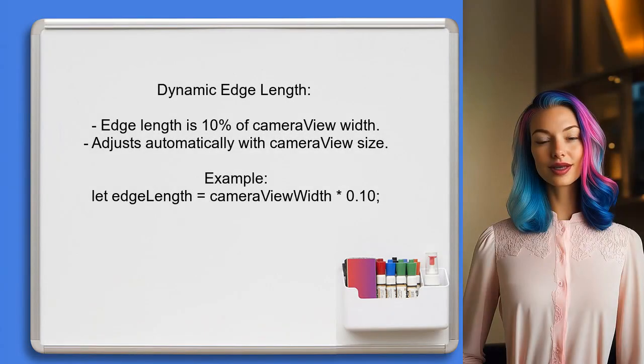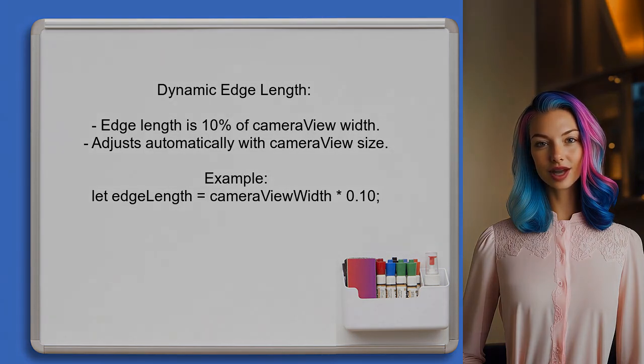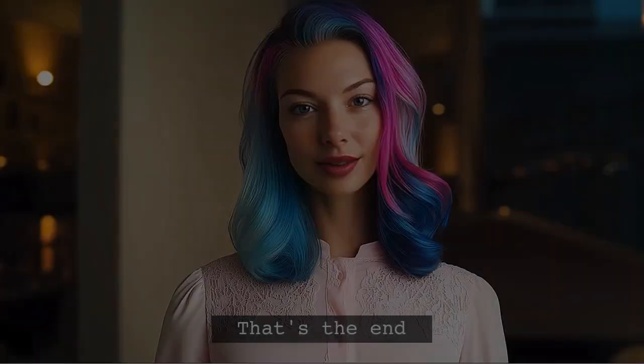In this method, the edge length is based on the width of the camera view, allowing for a dynamic border that adjusts as the camera view size changes. This creates a complete border effect around the camera view. That's the end of that answer.